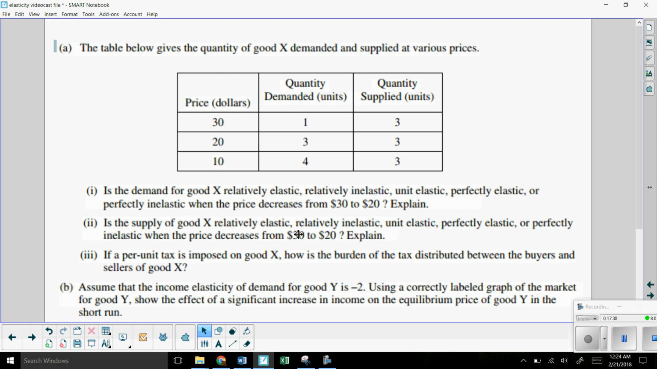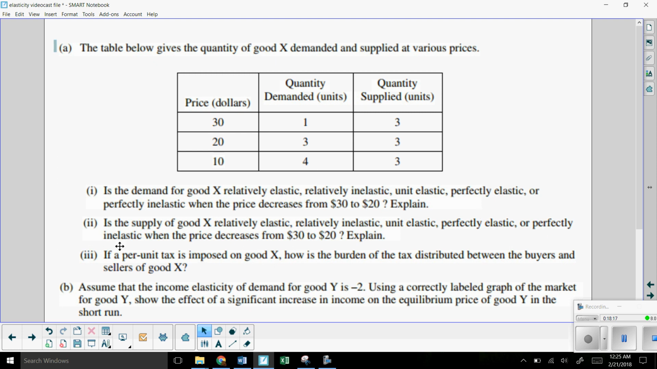Is the supply of good X relatively elastic, relatively inelastic, unit elastic, perfectly elastic, or perfectly inelastic, when the price decreases from 30 to 20? Well, goodness gracious, this is an interesting case. The quantity supplied didn't change at all. So I think my formula, percent change in quantity supplied over percent change in price, is probably what I want to use. Then I have no change at all in quantity. So the numerator is 0. Doesn't matter what my denominator is, that fraction's going to be 0. If you get a value of 0, you know that we're talking about perfectly inelastic.